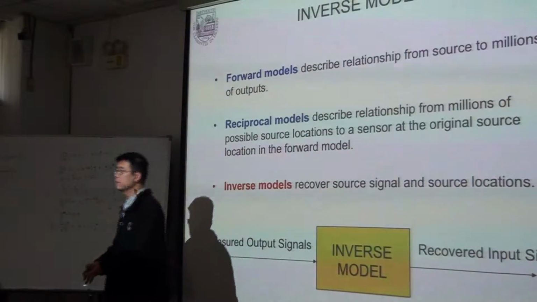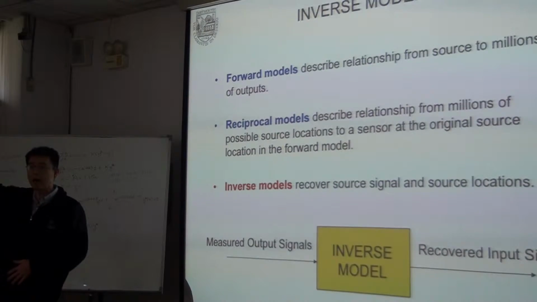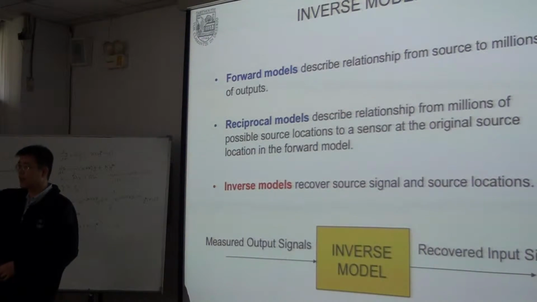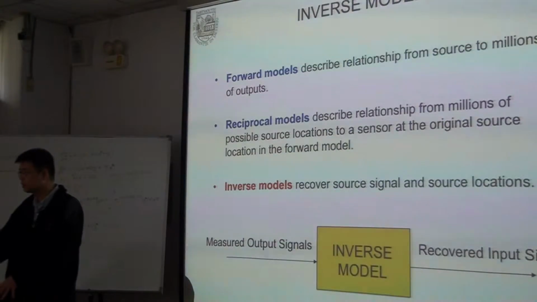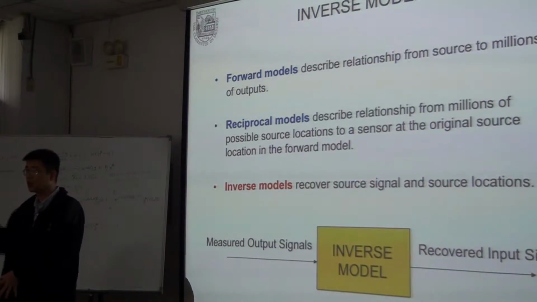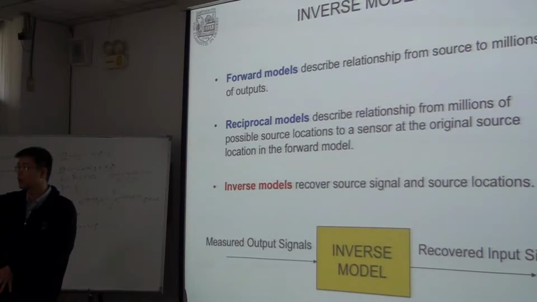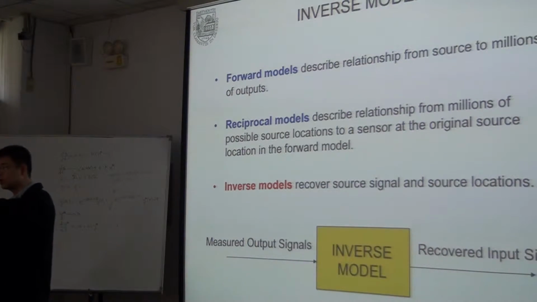So, for example, if a vehicle is rolling by, and I have a set of sensors over here, from these measurements I would like to recover the source signal, the input signal at the source. And I would like to be able to tell where the source signal is and what it is.